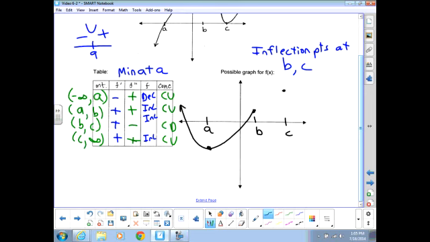Then we switch to concave down from b to c. So it will now appear something like this. And then it switches back to concave up after c. And we'll use our increase, decrease to check. So negative infinity to a, we are in fact decreasing. And then the rest of the way, we are always increasing.